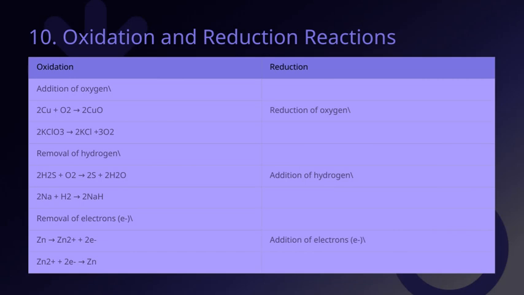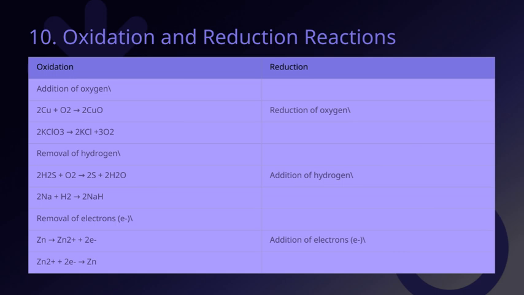Let's take a closer look at oxidation and reduction reactions. These are fundamental chemical processes that involve the transfer of electrons and changes in oxidation states. On this slide, you'll see a table that highlights the key types of oxidation and reduction.